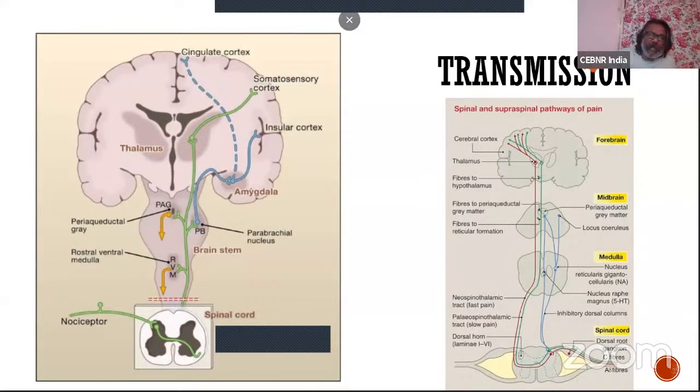Now, as I said, all of this is transmitted to your somatosensory cortex, as well as your amygdala and your cingulate cortex. So they have taken that information to give you the somatosensory experience as well as your emotional experience. So it's all gone to your brain. Remember, the brain perceives pain, not your muscle. The muscle cannot perceive pain. The brain has to perceive pain.